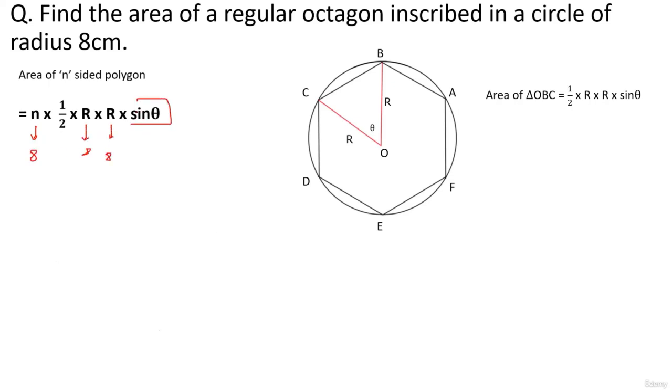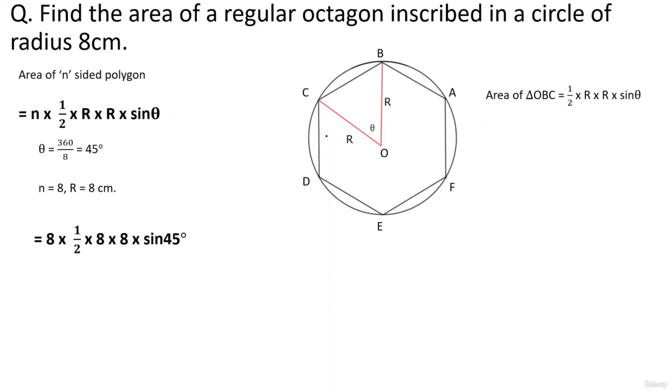And sine theta. Now guys, if it's an octagon, there won't be 6 triangles, as I have shown here, right? There'll be 8 triangles. So the value of theta is nothing but 360 divided by 8, which is 45 degrees. So you got the value of theta. Just plug in all the values now. N equals 8, R equals 8, theta equals 45.